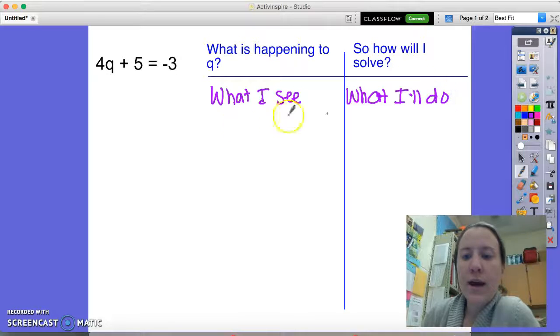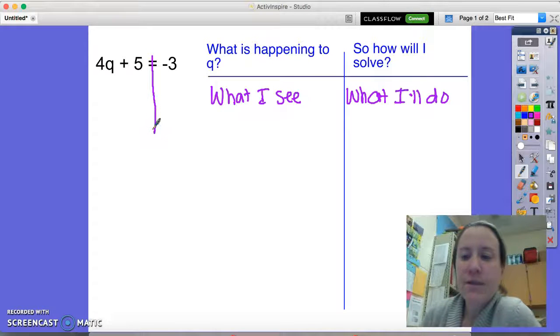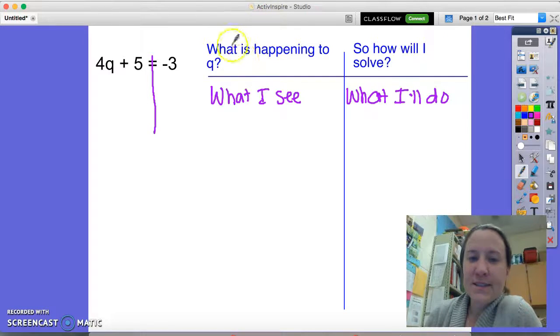So I see that I have this variable and I see some math happening on the left side, and I end up with -3. So I want to describe what I see happening on the left. The very first thing that I see is that I'm multiplying q by 4. So what I see is multiply by 4.